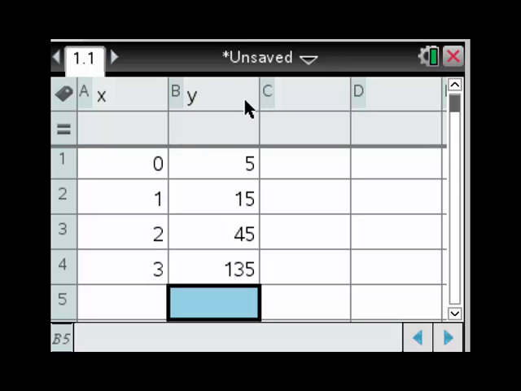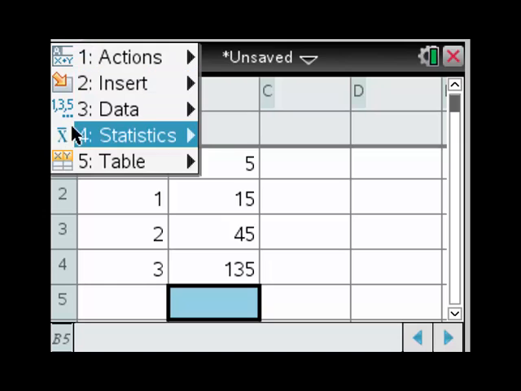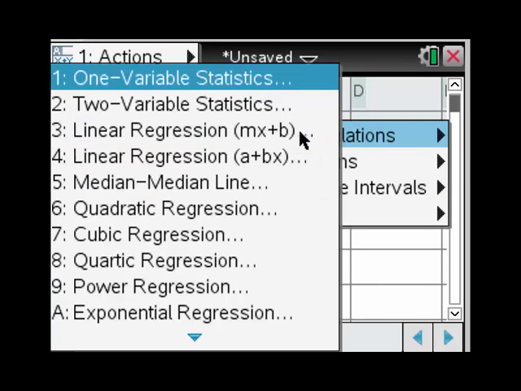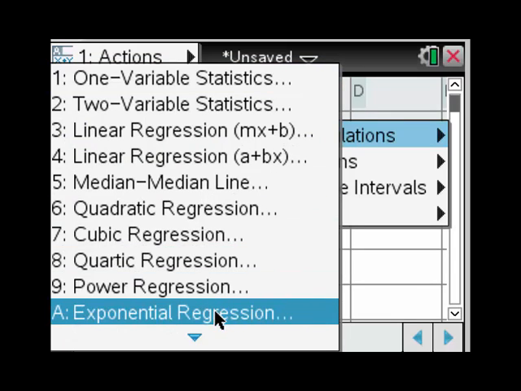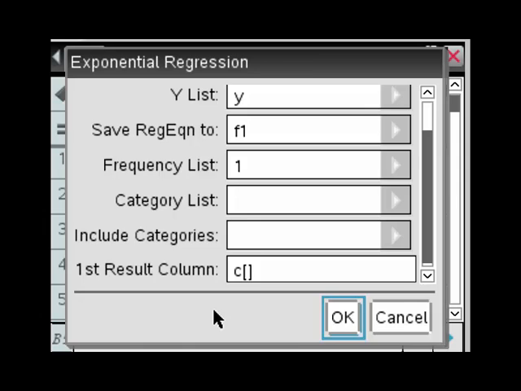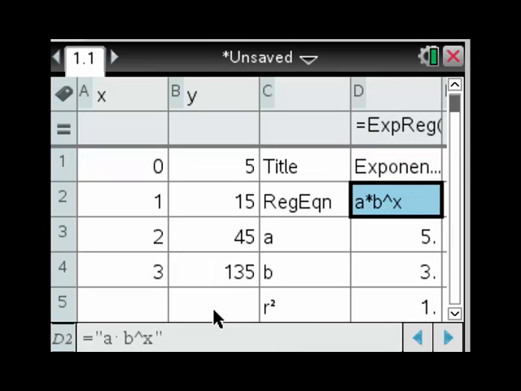Remember, you have a yellow sheet with your regression information on it. So Menu, Statistics, Stat Calculations, and this time we do not want a linear regression, we want an exponential regression, because this was an exponential function. So what was our x list called? X. What was our y list called? Y. And then click down to OK. So there it tells us our equation, it tells us what a is and what b is.